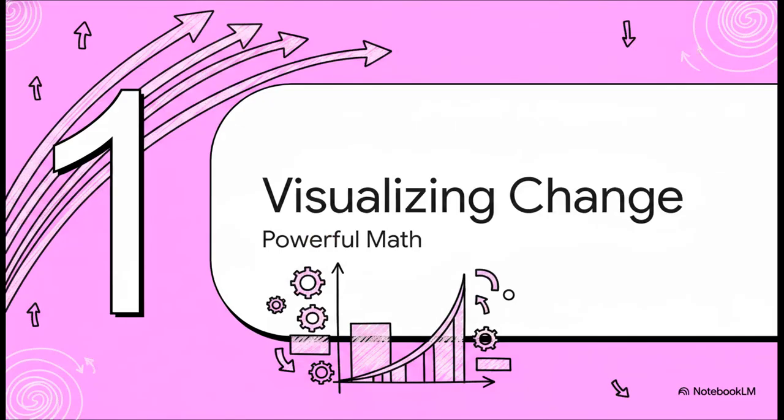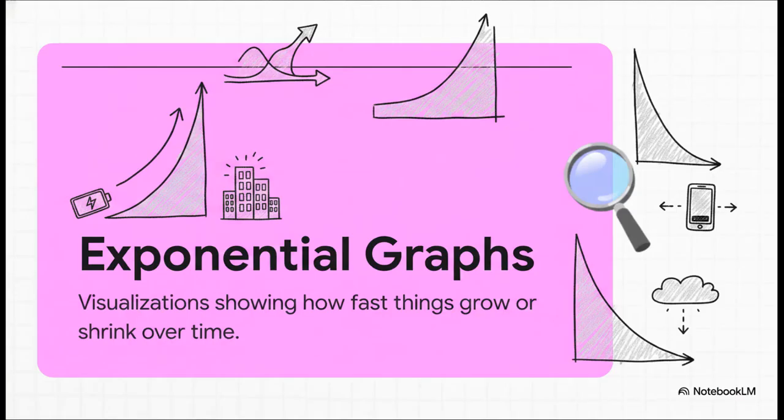Section 1. Visualizing powerful change. Okay, before we even touch an equation, we really need to establish why these mathematical shapes actually matter in the real world. Exponential graphs are visualizations that show us exactly how fast things grow or shrink. They're dynamic stories. Like, did you know if you could fold a standard piece of paper in half 42 times, it would be thick enough to reach the moon? Yeah, that is exponential growth. It's the story of your phone battery dying rapidly or a sudden boom in a city's population. The shape of the curve gives you instant insights into these powerful real-world changes.